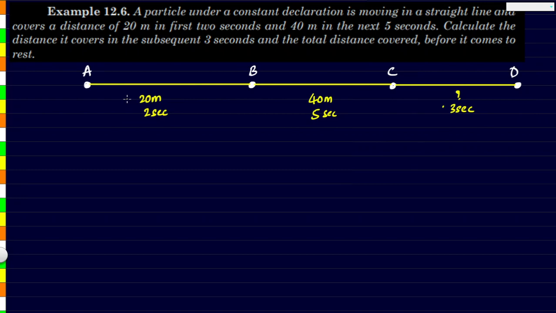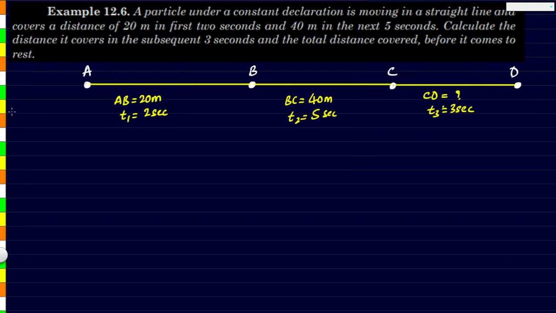So here we can write AB equals this, BC equals this, and the CD distance we need to find. The times, let's call them T1, T2 and T3.